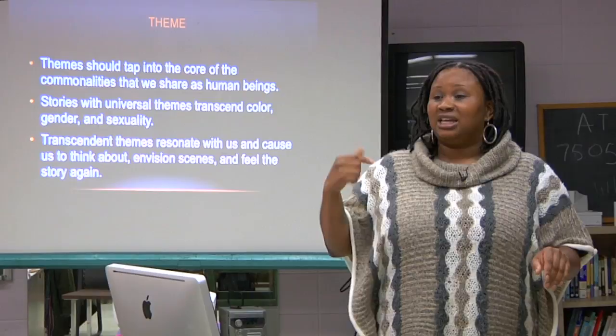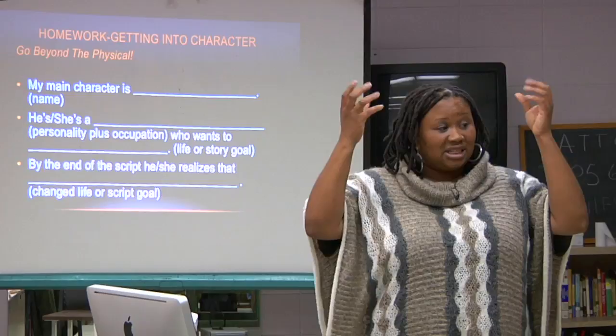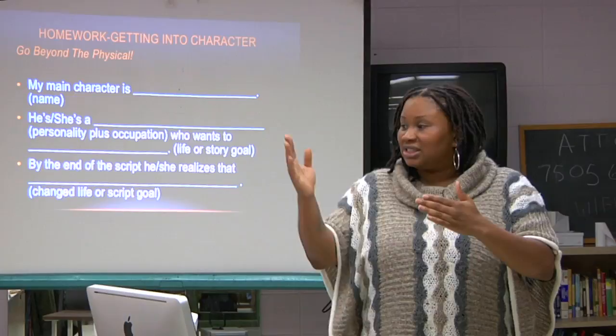Okay, so there's some homework at the end of this that you can use to help you think more about your characters. It's real simple and similar to what's in front of you. My main character is blank. He or she is a so-and-so who wants their life goal. By the end of the script, he or she realizes that. Now, this isn't a log line, but this is the way that you think through your story. This is essentially the seedlings of your structure in terms of how you're going to work with this.